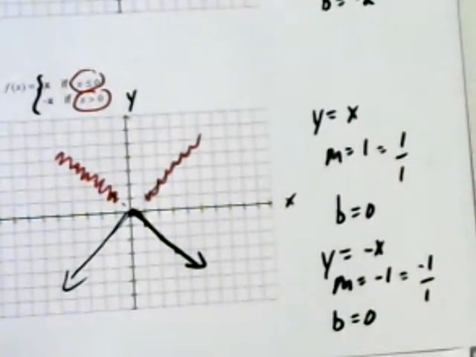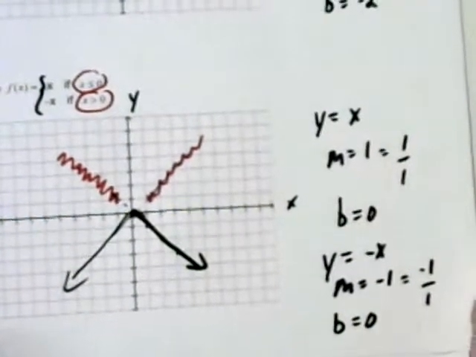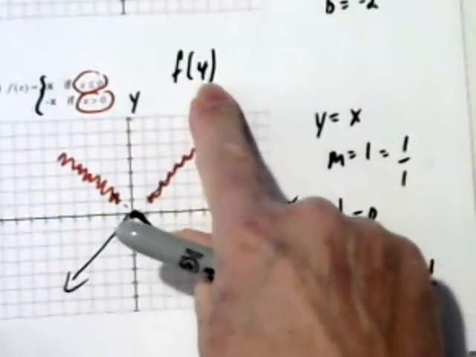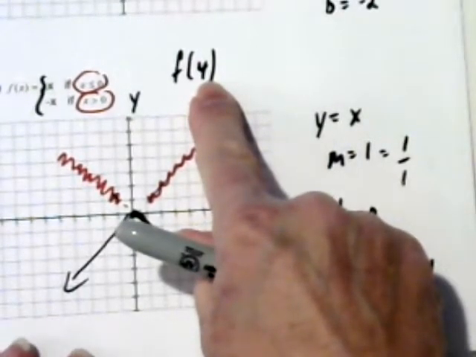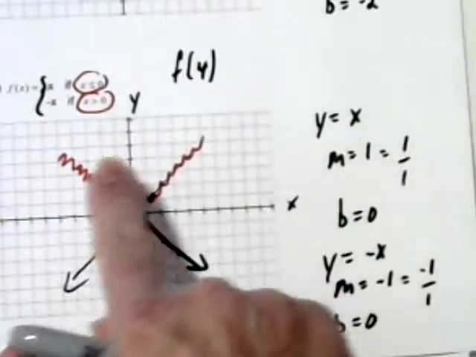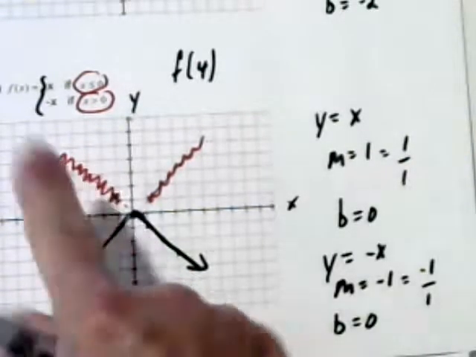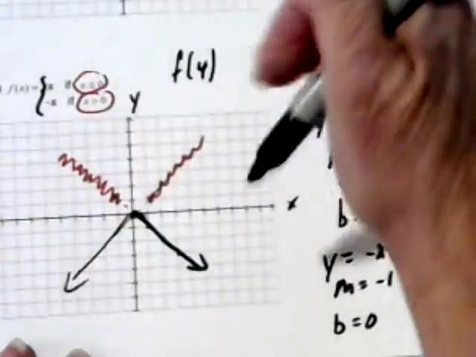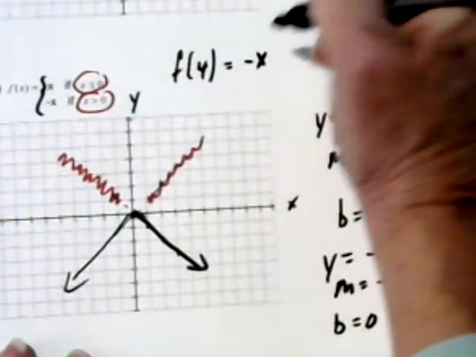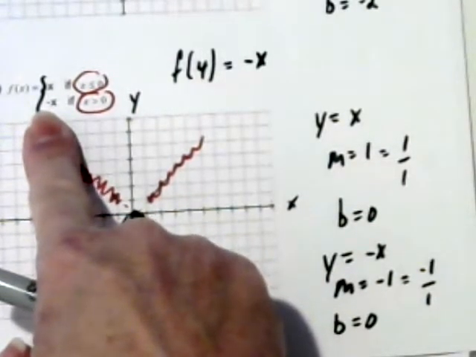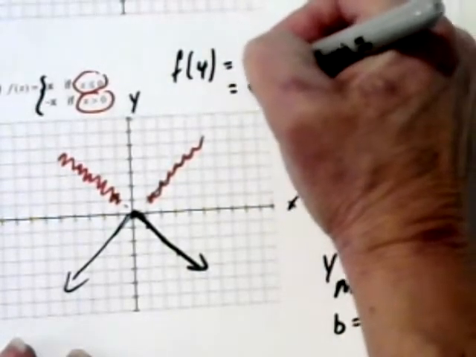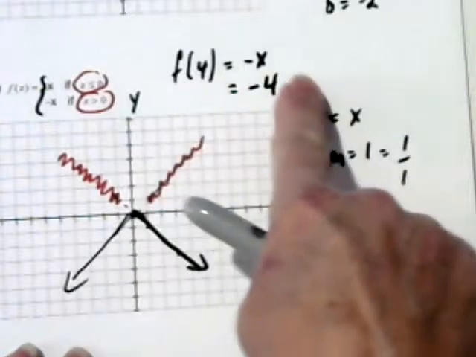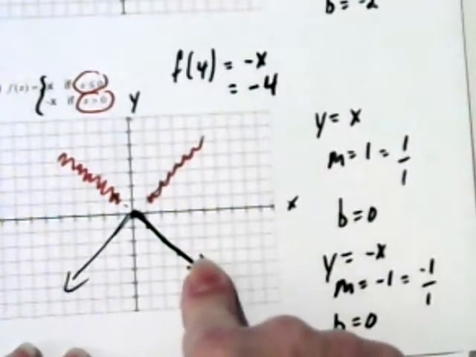To finish this example off, let's take a look at finding f of 4. We want to find out x is 4. Where is that in our domain? Either greater than or less than 0. Well, 4 is bigger than 0. So it would be this. That would be the equation that we use, which would be negative 4. So for f of 4, we're at negative 4, and from our graph, we can see that.